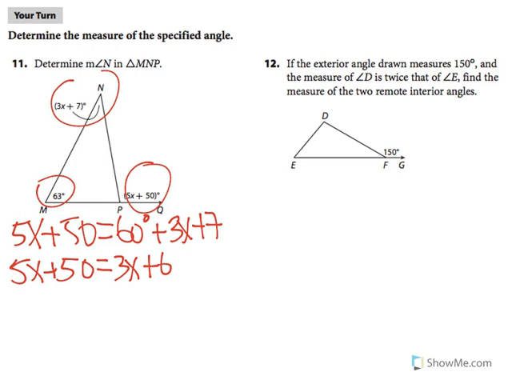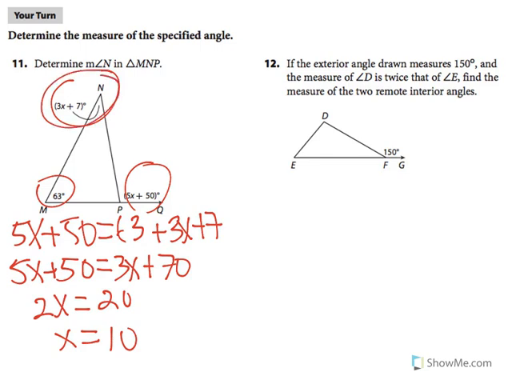Now combining like terms, we have 5x plus 50 equals 3x plus 60. My mistake, this should be a 3. So I'm going to erase that. Then this should be a 70. Combining like terms, we have 2x equals 20, so x equals 10. But we're not solving for x, remember we're solving for this angle. So this gives us 3 times 10 plus 7, which would be 37 degrees.